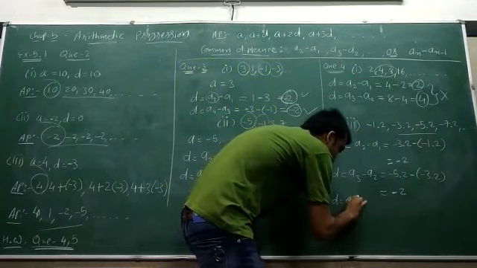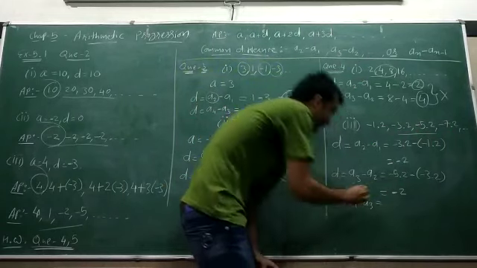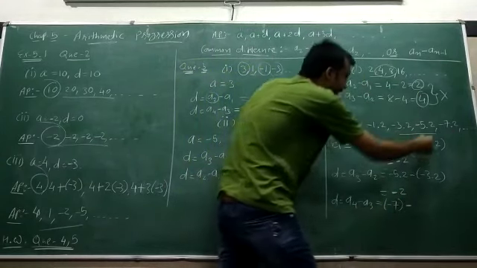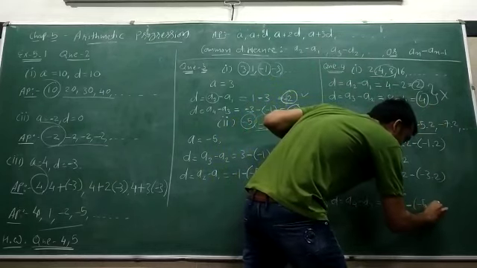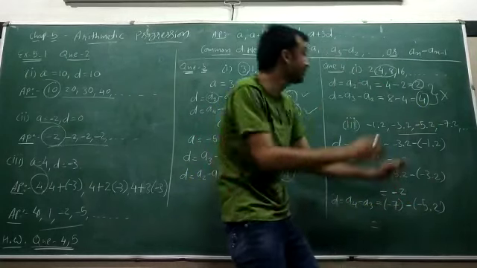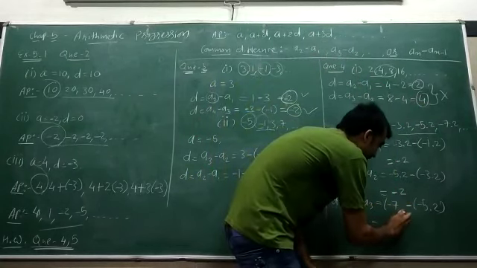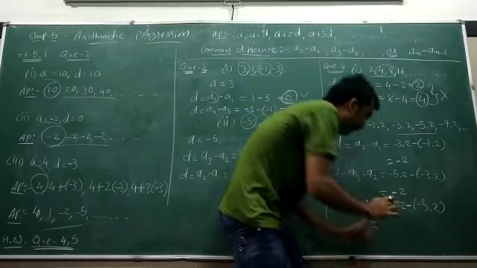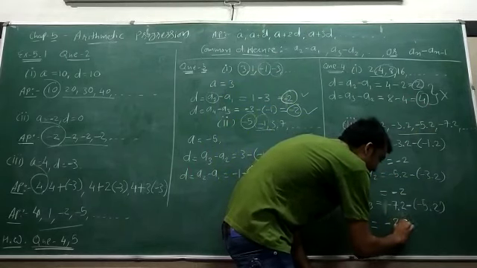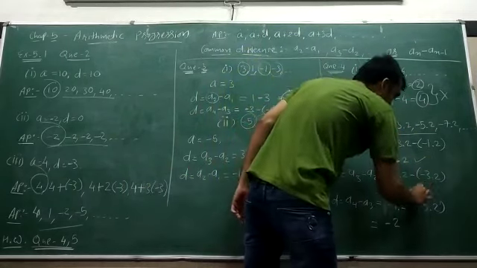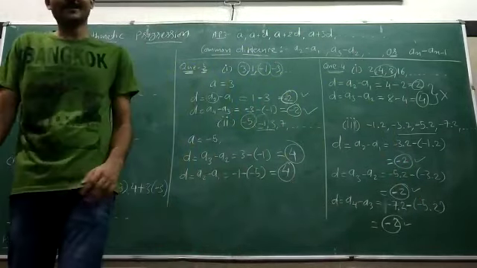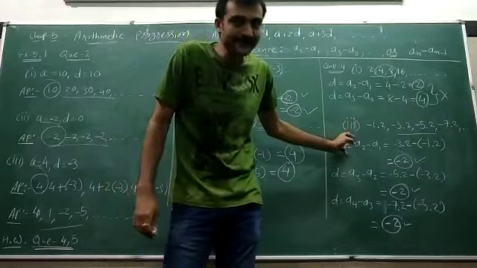D is equal to A4 minus A3. What is A4? Minus 7.2, minus A3. A3 is minus 5.2. Minus plus minus 7.2 plus 5.2, then we also get minus 2. So yes, here we get the same common difference, minus 2 and minus 2. So yes, question number 3 is an AP.